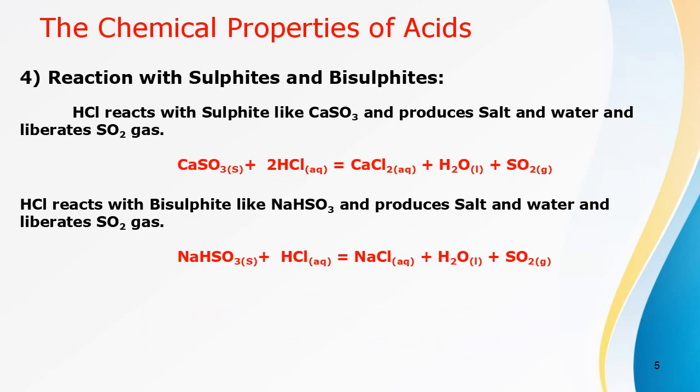Reaction with sulfides and bisulfides. HCl reacts with sulfides like CaSO3 and produces salt and water and liberates sulfur dioxide gas. Similarly, HCl reacts with bisulfide like NaHSO3 and produces salt and water and liberates sulfur dioxide gas.